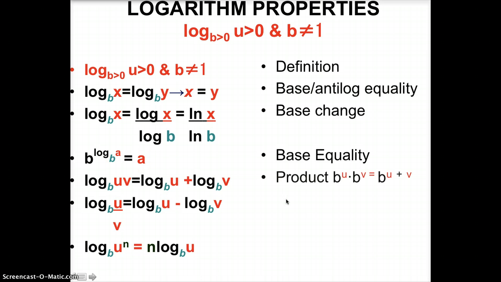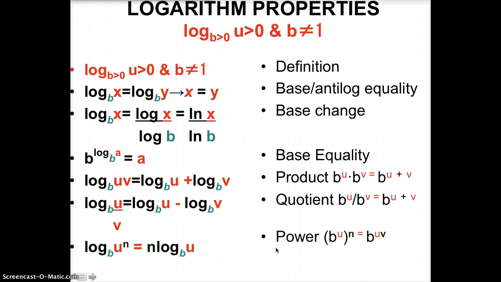The product rule, we learn this under exponential rules as b to the u times b to the v. Well, what do you do when you multiply like bases? Well, you add the exponents. And then we have the quotient rule in exponentials, which says b to the exponent u divided by b to the v. Well, what do you do with the exponents? You subtract them. That's an error right there. That should be a minus. And over here it's a minus also, if you correct that.